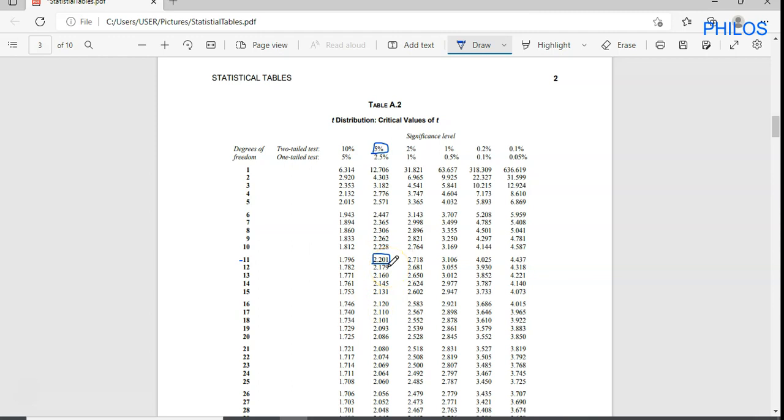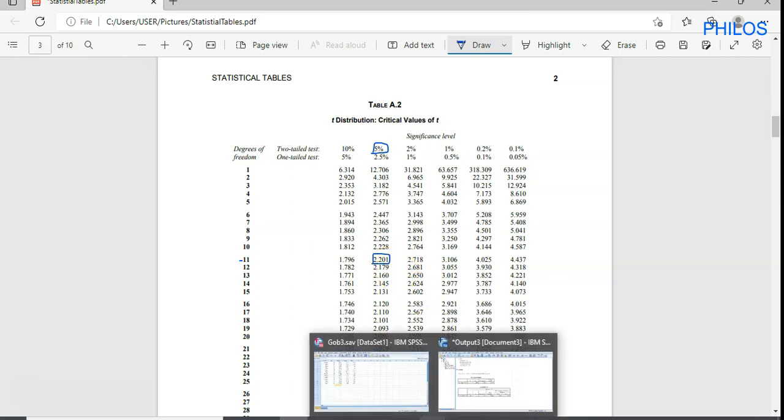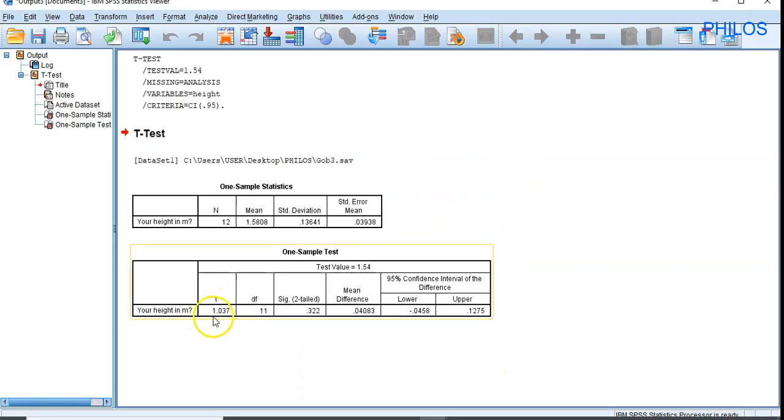So let's go back to SPSS and then compare it with the test statistic. This is a test statistic 1.037. As you can see, the test statistic is less than the critical value of t, which is 2.201. So since the test statistic is less than the critical value, then we do not reject the null hypothesis.